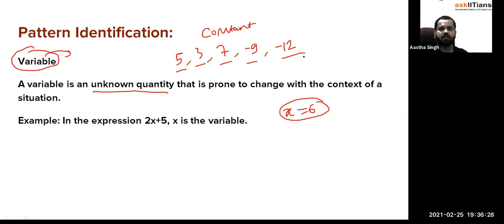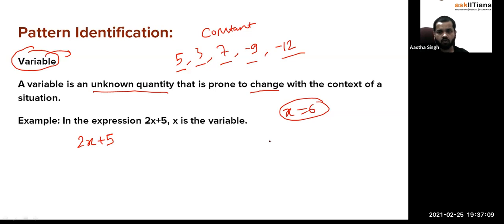But yes, your variable can change. Your variable depends on your equation, and on your situation, right? That's why your variable is used as a tool to find out the unknown quantity, right? So a variable is an unknown quantity that is prone to change. It changes with the context of the situation, whatever the situation is. Like for example, in the expression 2x plus 5, the expression given is 2x plus 5. 2x plus 5 is an expression.